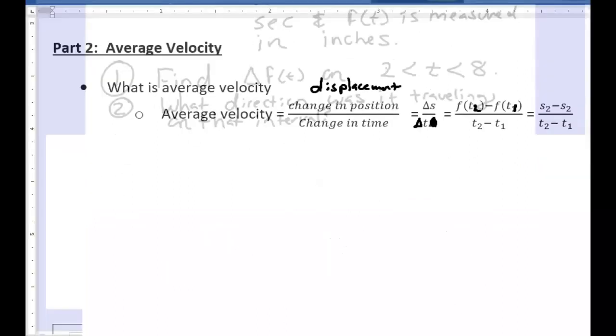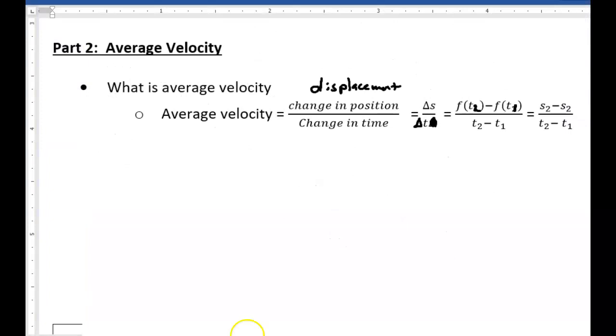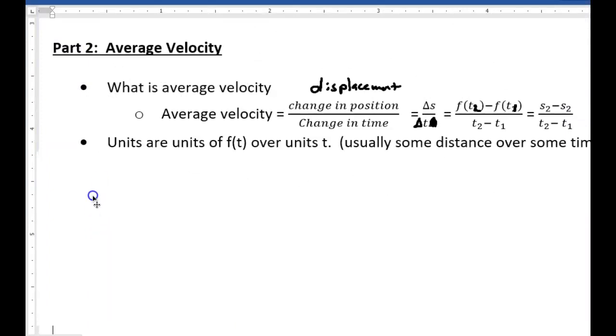Okay, so there's that. And what we also saw was that the units for velocity is the units of your position over your units of time. So it's always going to be something per something. It's the units of F over the units of T.